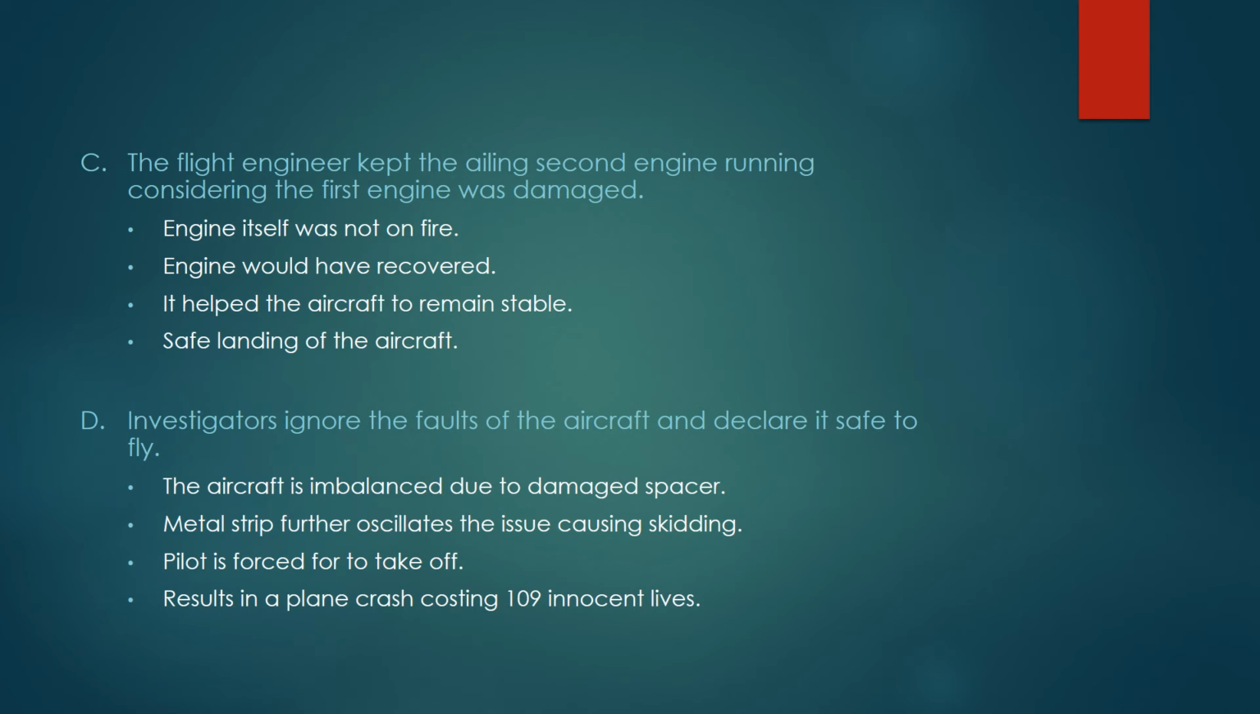D. Investigators ignore the faults of the aircraft and declare it safe to fly. This approach is what led to the crash. The aircraft was imbalanced due to the damaged spacer, and then the metal strip further oscillated, leading to skidding which forced the pilot to take off. One thing led to another, and there was a plane crash on a hotel building which caused the death of 109 lives on board and 4 people on the ground.